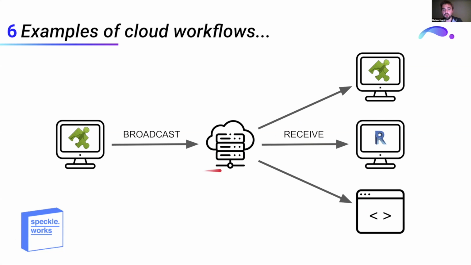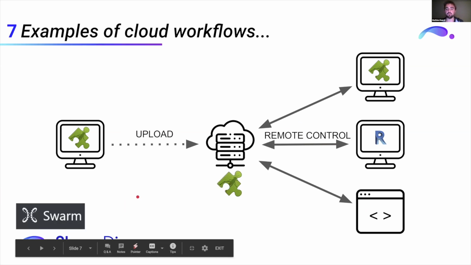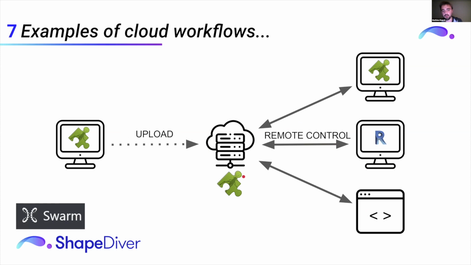But with other tools like Swarm or ShapeDiver, servers actually interface instances of Rhino and Grasshopper. And so it allows them to perform CAD computations in the cloud. So the first family of workflows consists of uploading definitions to a server online, and allowing various desktop clients, not only Rhino again, and web applications to remote control them and make use of the solution. Here the communication is bidirectional between the servers and the receivers.